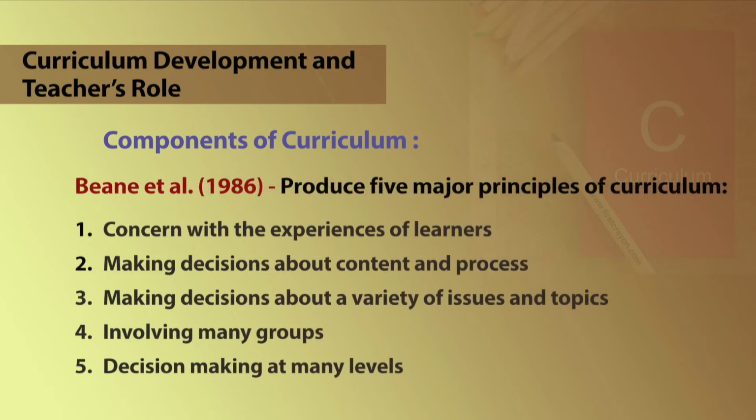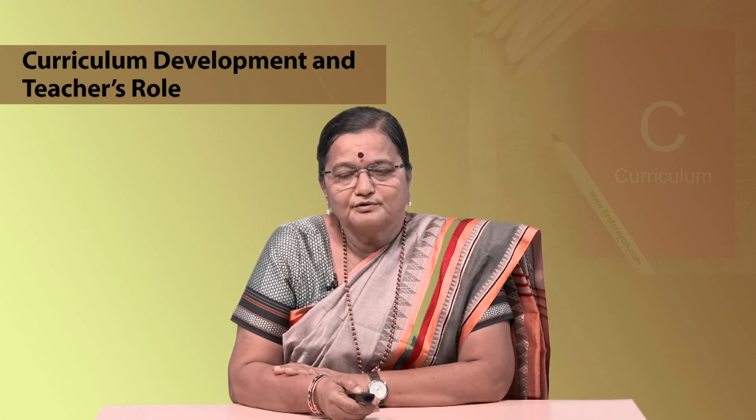Bean produced 5 major principles of curriculum. Number 1, concern with the experiences of learners. 2, making decisions about content and process. Number 3, making decisions about a variety of issues and topics. Number 4, involving many groups. Number 5, decision making at many levels. These authors have a conception of curriculum, perhaps a combination of students and society centered approaches.